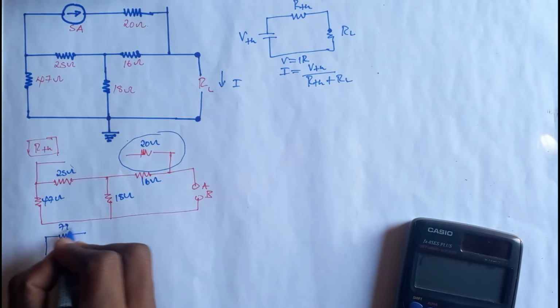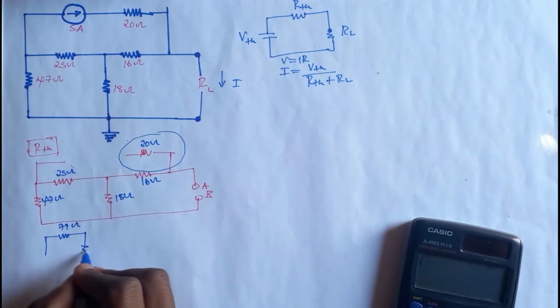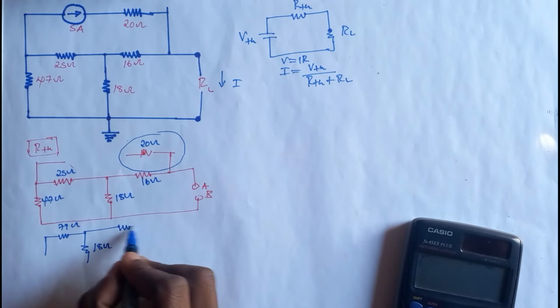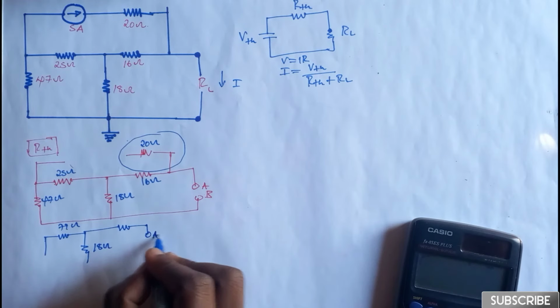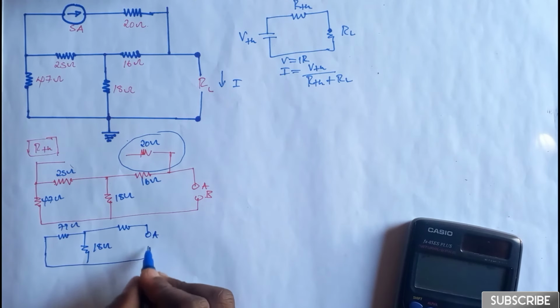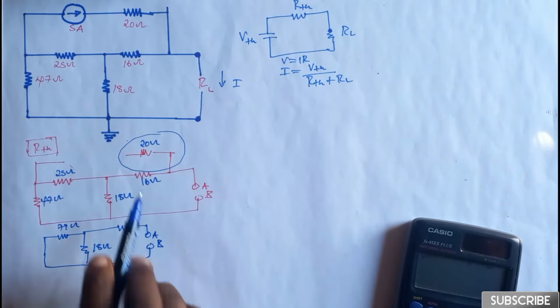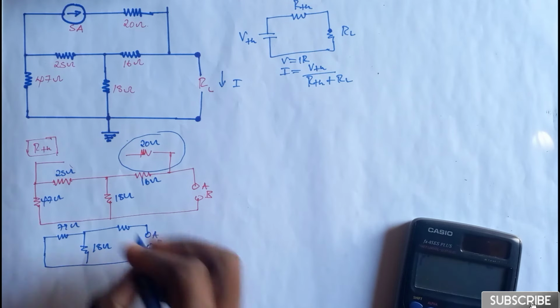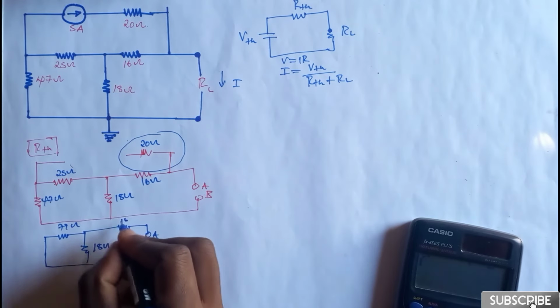If we say 25 plus 47, we get 72. So we have a simple circuit. We have 72 ohms here, 18 ohms here, and 16 ohms here, and we have terminal A and terminal B. We said no current is flowing through the 20 ohm resistor. So this is 18, this is 16.